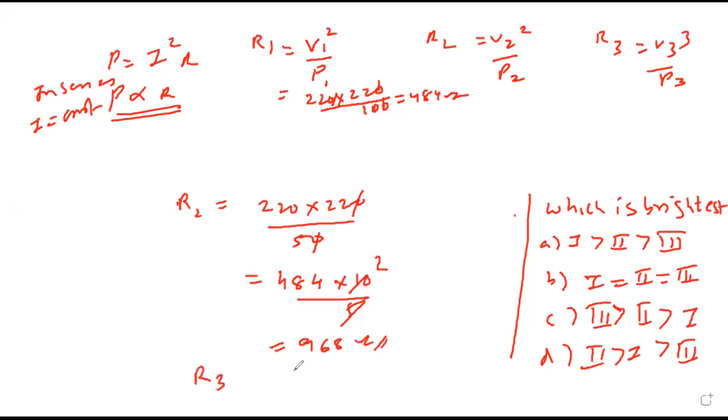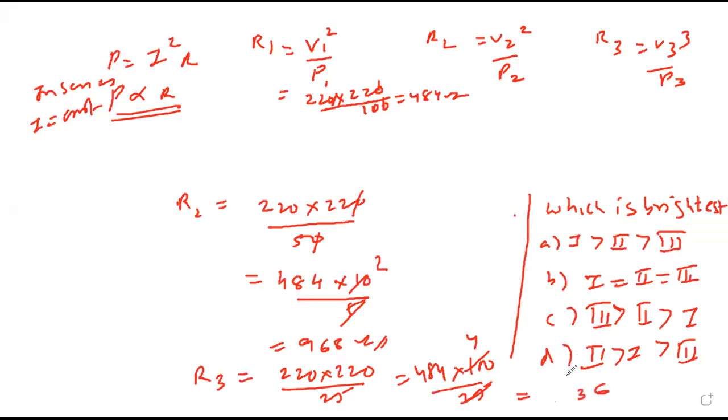R3 is V3 square, that is 220 square upon 25. This is 484 into 100 upon 25. 25 into 4. 4 into 4, 16. 4 is 32 and 33. Carry 3. 4 is 16 and 3. 19. So which resistance is greatest? R3, na? Yes. So R3 is greater than R2, is greater than R1. Therefore, power of third one is greater than power of second, is greater than power of first. Therefore, option C, this will be more bright.